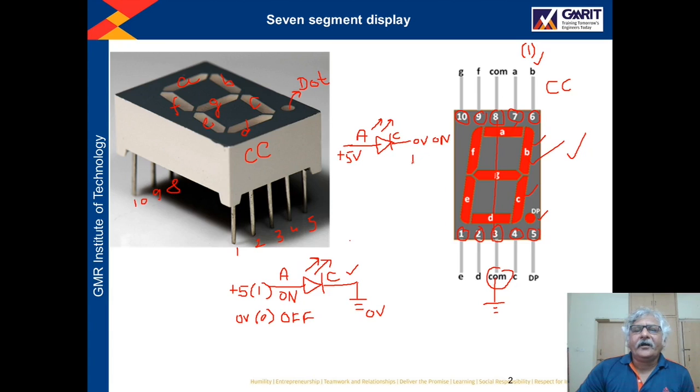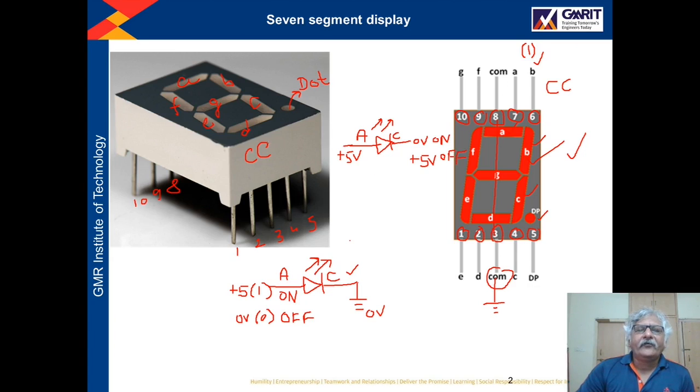And if we apply 5 volt to the cathode terminal of this LED, then the cathode is at 5 volt and the anode is at 5 volt. Both are at the same potential, so there is no potential difference. In this case, this LED is turned off.